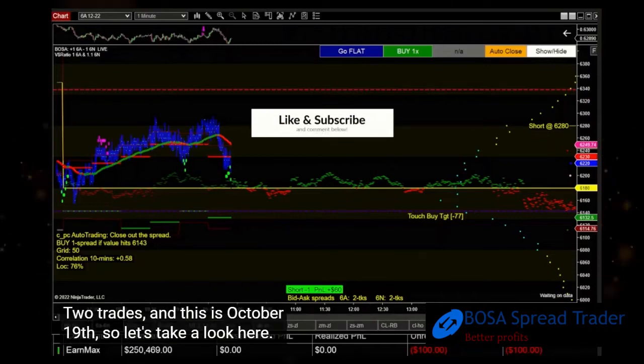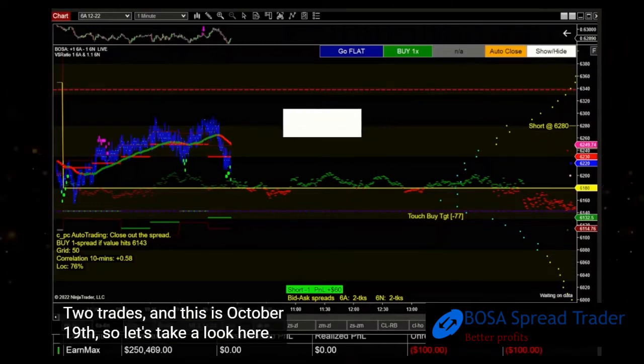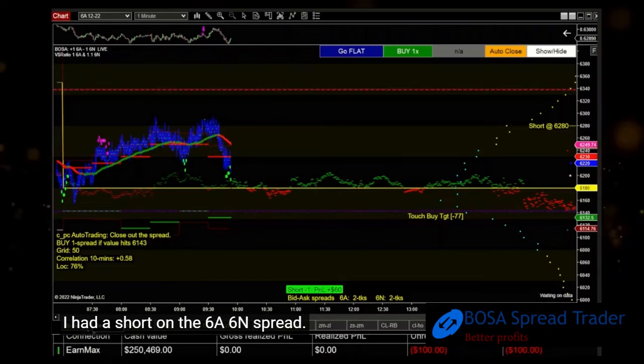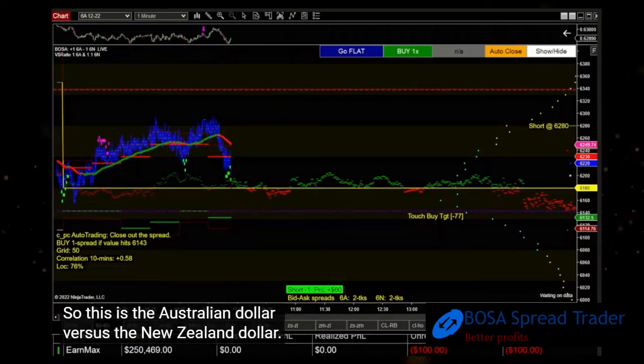2 trades. And this is October 19th. So let's take a look here. First one I had right here. I had a short on the 6A, 6N spread. So this is the Australian dollar versus the New Zealand dollar.